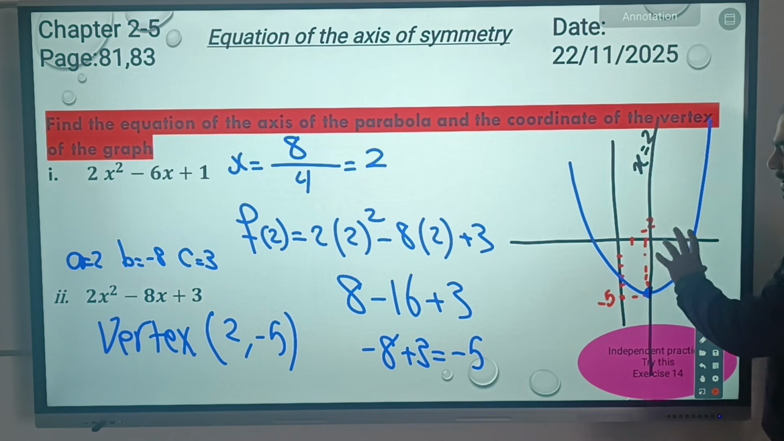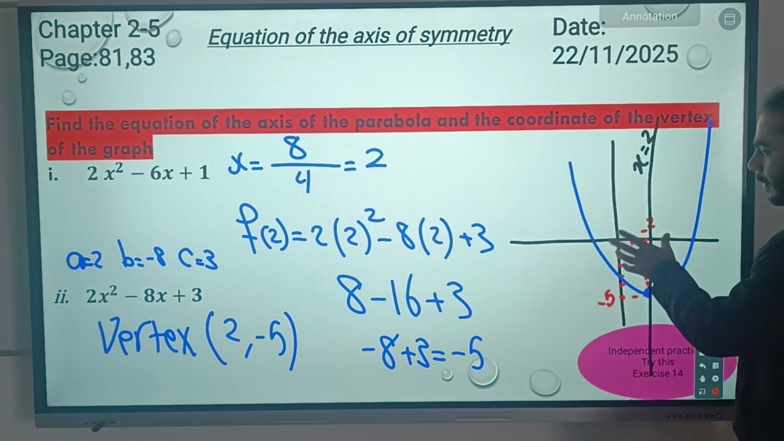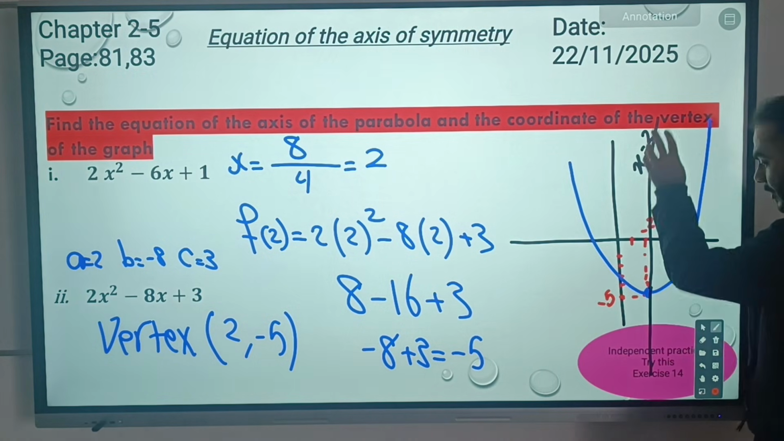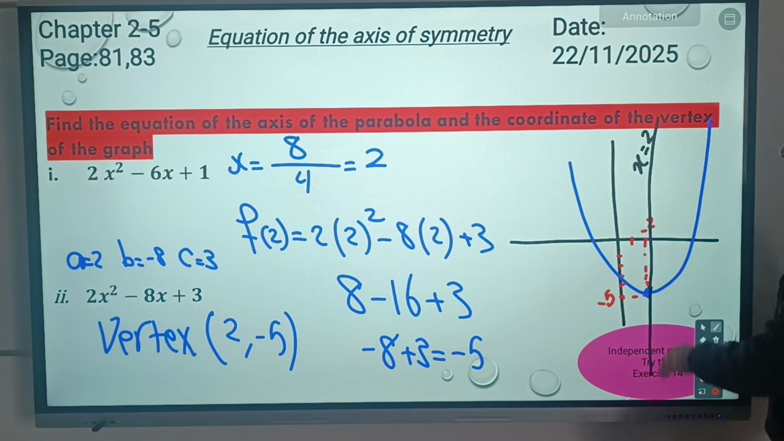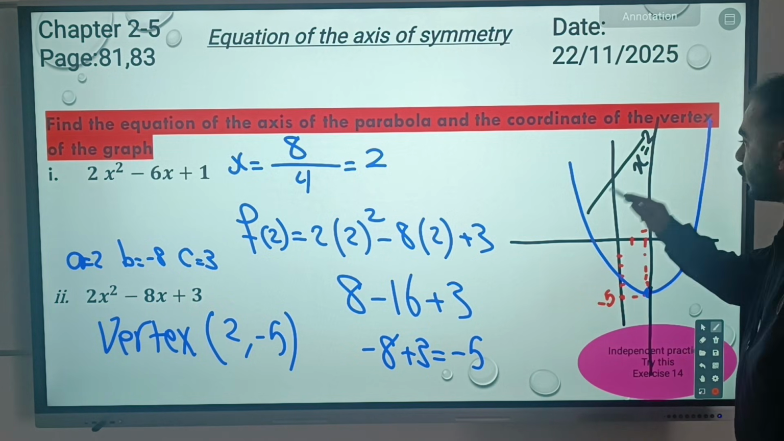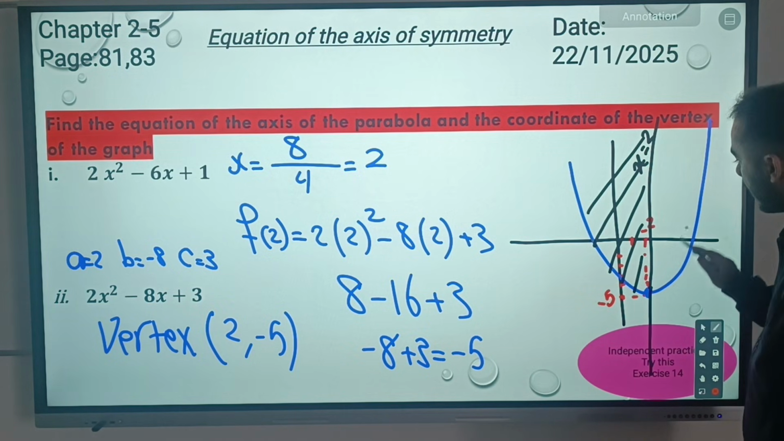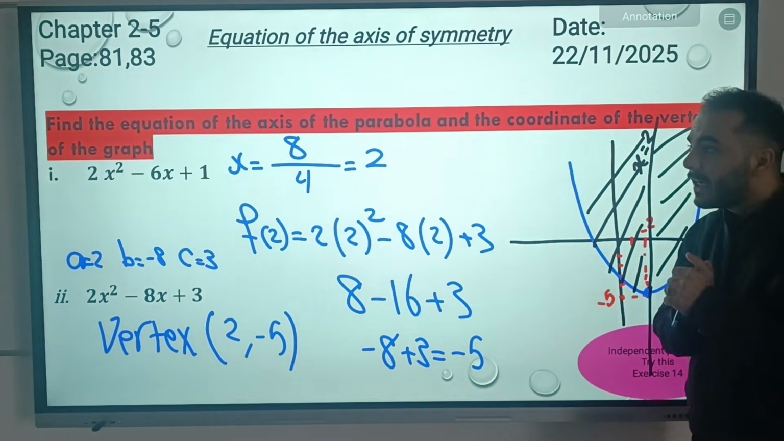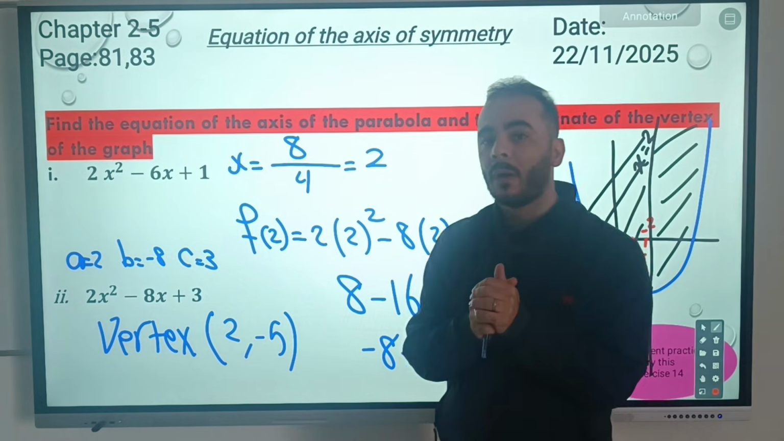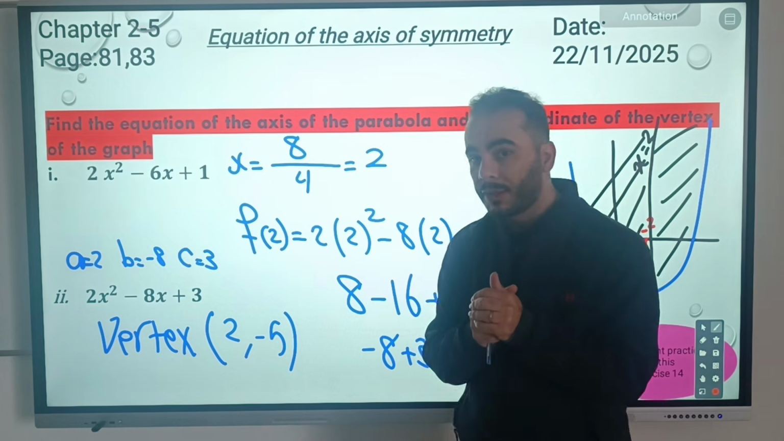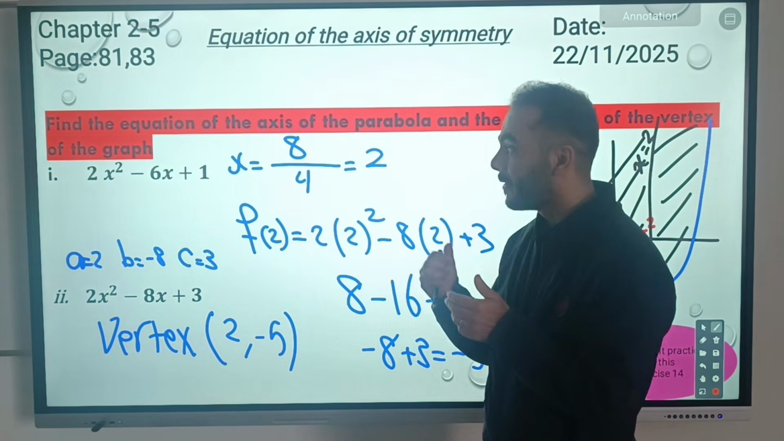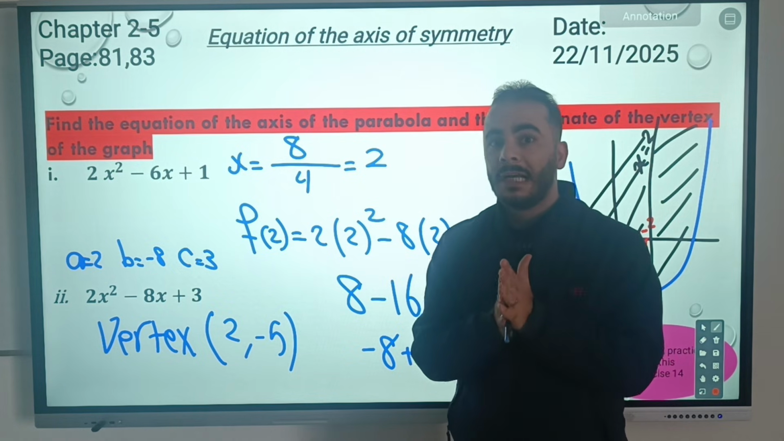I'm not that accurate, that's why the two parts of the graph are not equal. But you better know that the axis of symmetry is a line that will divide the parabola, the graph, into 2 equal parts, which means this part must be the same as this part. This is all about the quadratic formula and axis of symmetry, vertex, and how to graph it easily by using the axis of symmetry and vertex.